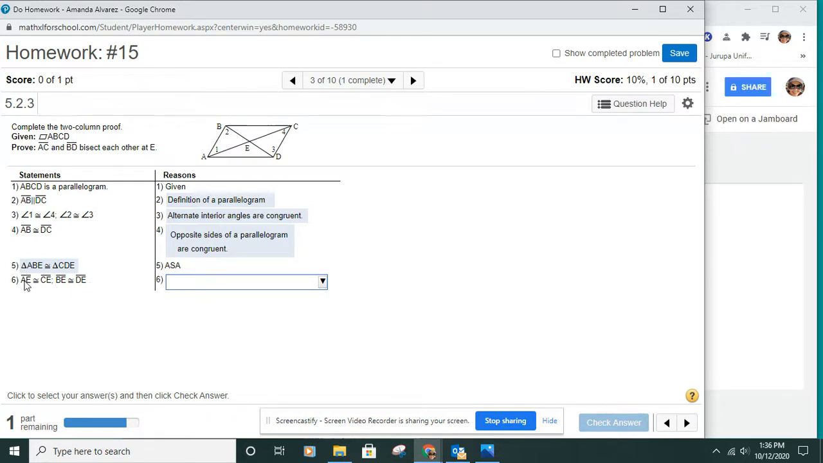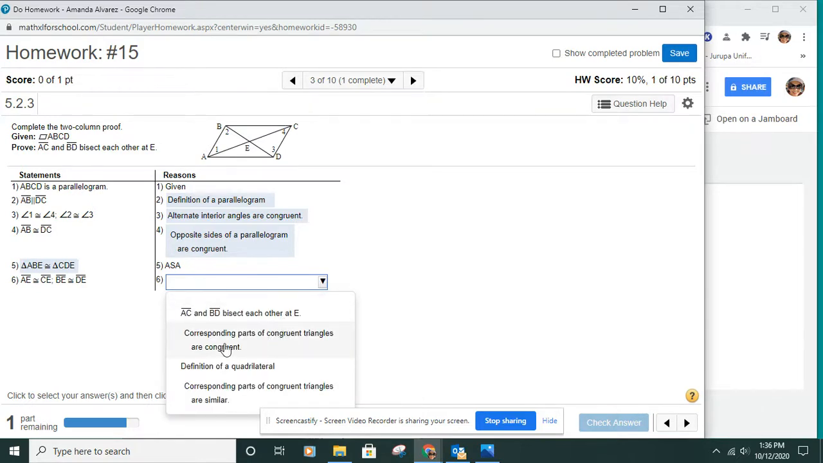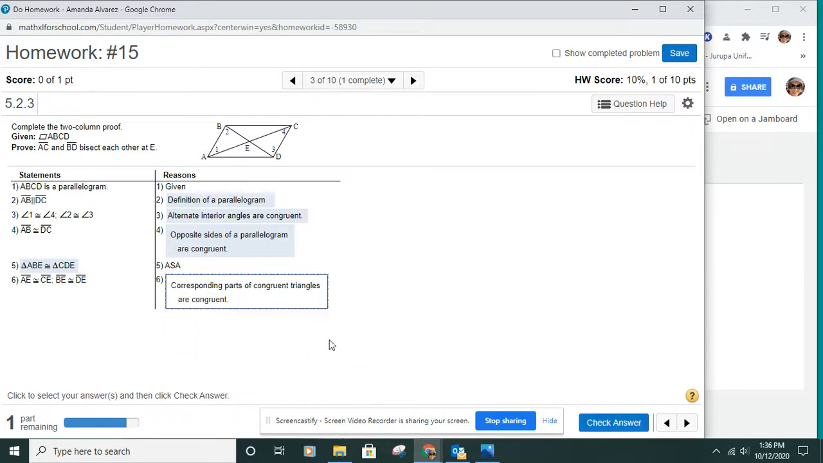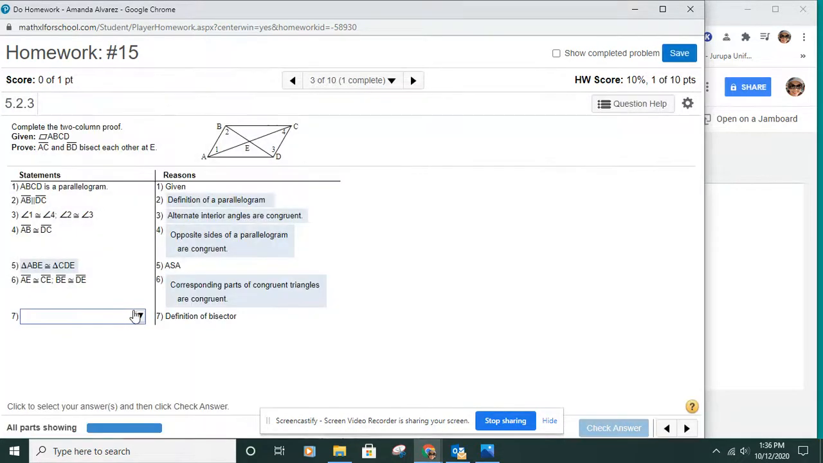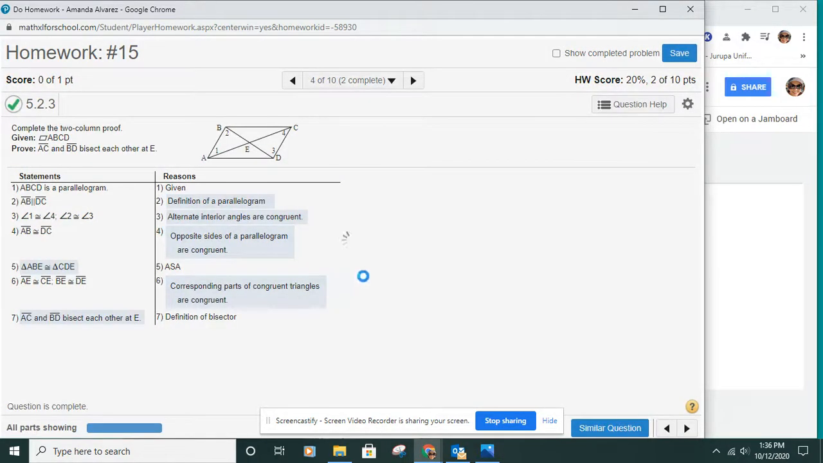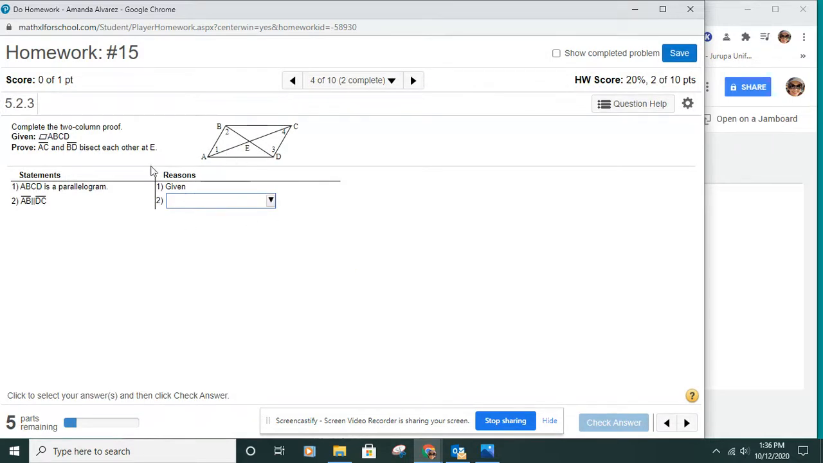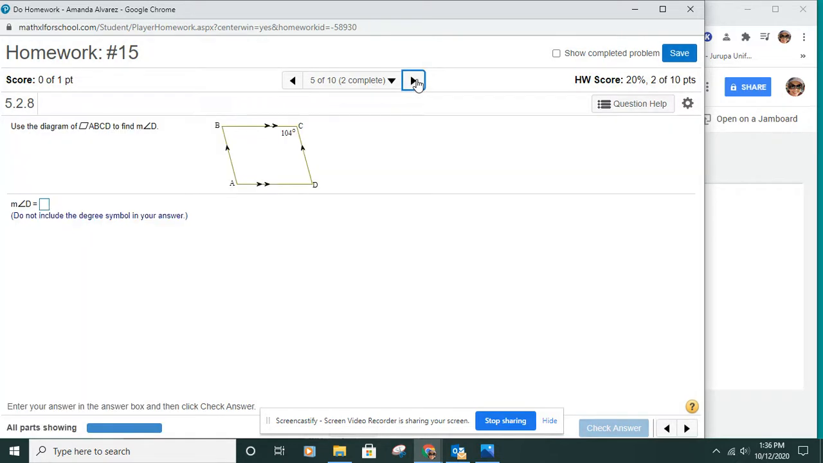All right, then I've got those little sides of the triangles, the AE, CE, those ones right there, and then the BE, DE sides. So that's the CPCTC. Corresponding parts of congruent triangles are congruent. Check your answer. And then the last thing is what we're proving, and it's by definition of bisector. So just make sure it's exactly what it says up here: AC and BD bisect each other at E. Okay, check answer, and it's correct. Okay, so the next question is the same thing, just to, that repetition really, really helps you learn. So I'm not going to go through it again, but you will.